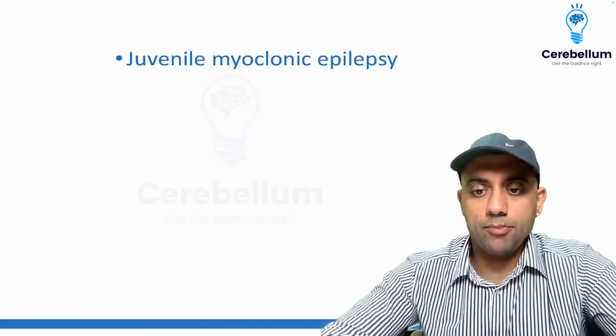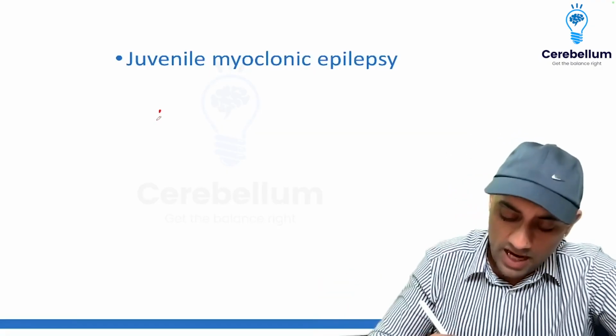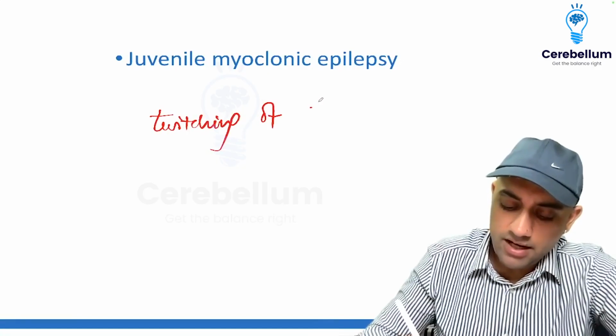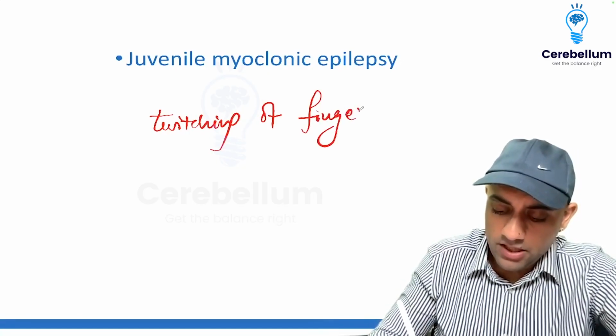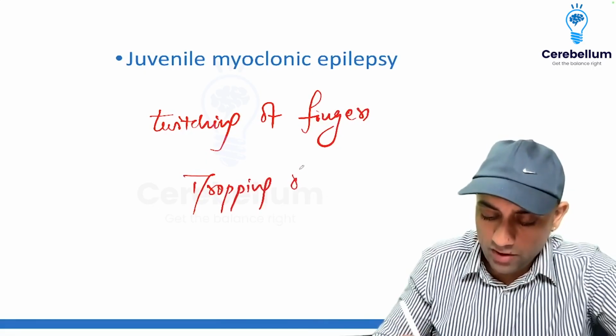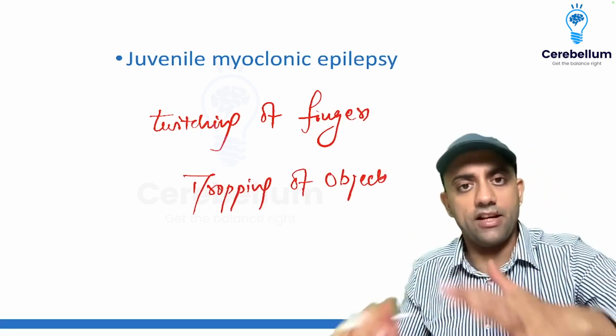Next, very importantly, juvenile myoclonic epilepsy. In juvenile myoclonic epilepsy, the patient will have twitching of fingers and dropping of objects. This is how the question will come regarding juvenile myoclonic epilepsy, and this is how the patient will come. Very clumsy, throwing everything and all that.